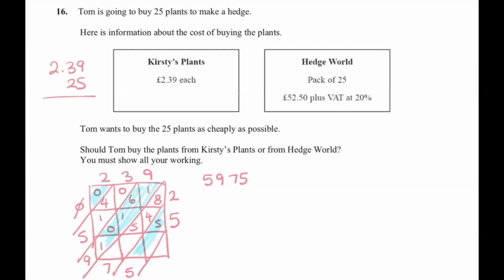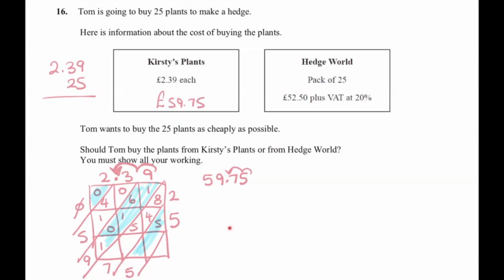That's the answer to 239 times 25. Obviously, it was a decimal. The decimal was here. I needed to come in 2 places to put it back where it's supposed to be. So I just come in 2 places to finish my answer. So Kirsty's plants is 59.75.